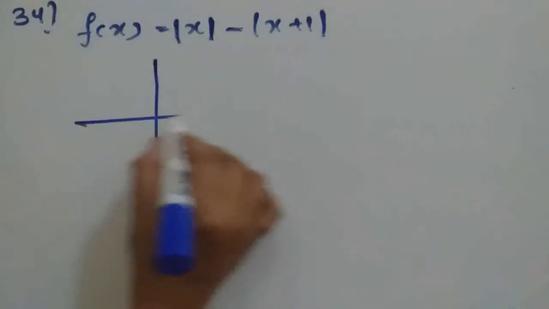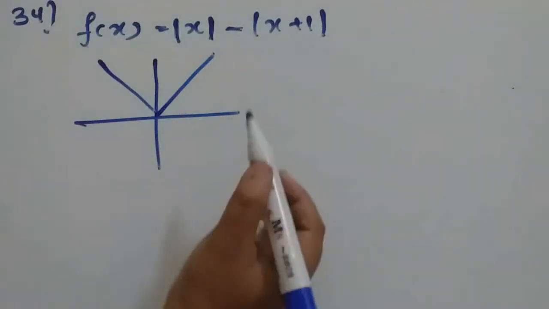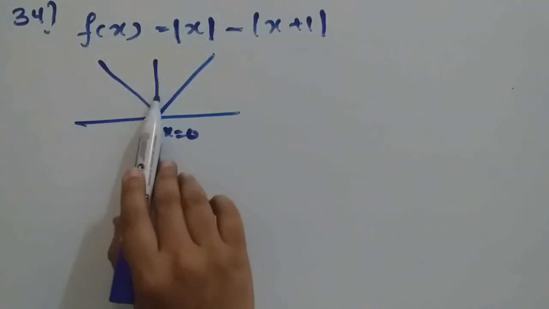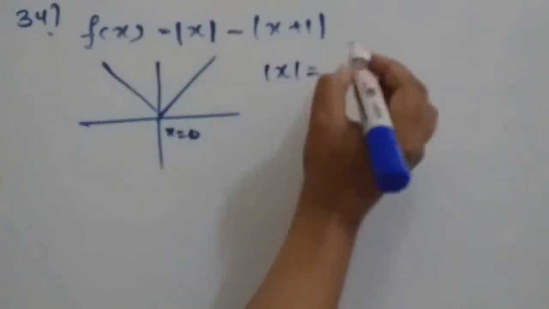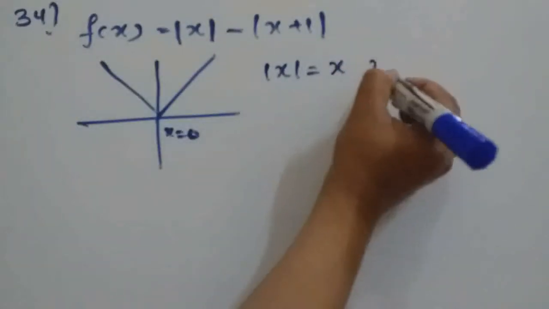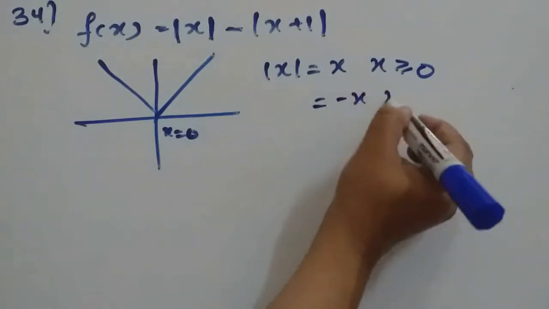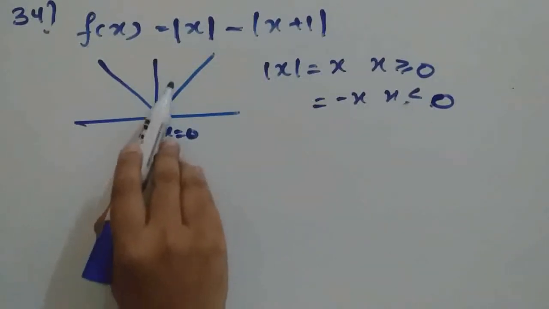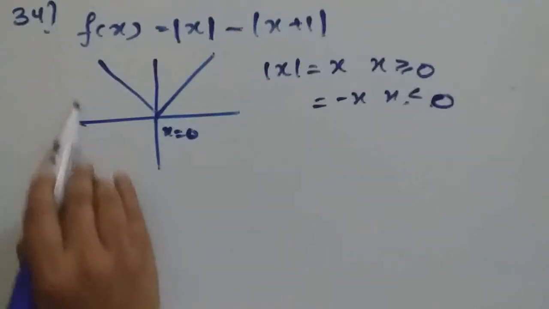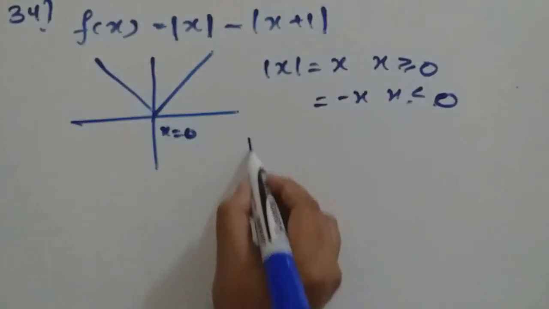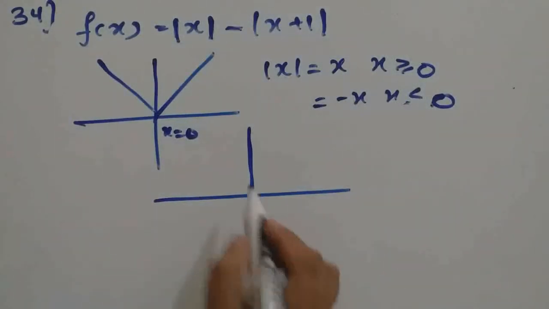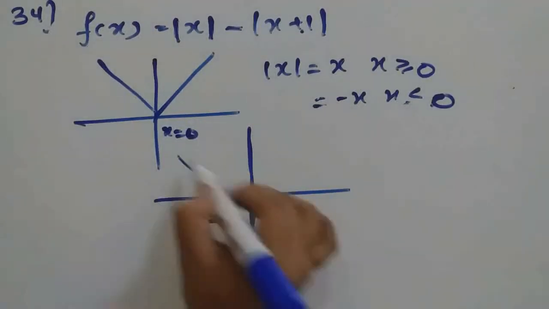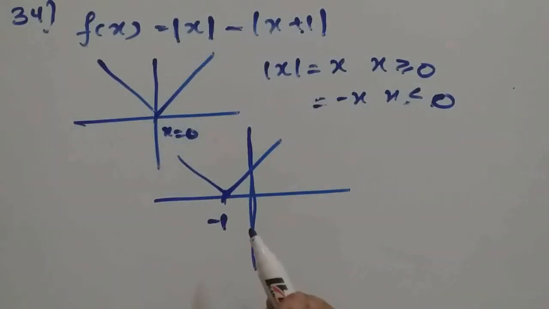Now we know the graph of mod x. This is the graph of mod x. At x equal to 0, its direction is changing. We define mod x as x when x is positive, and minus x when x is negative. Similarly, mod x plus 1 will become 0 at minus 1, and this will be the graph of mod x plus 1.